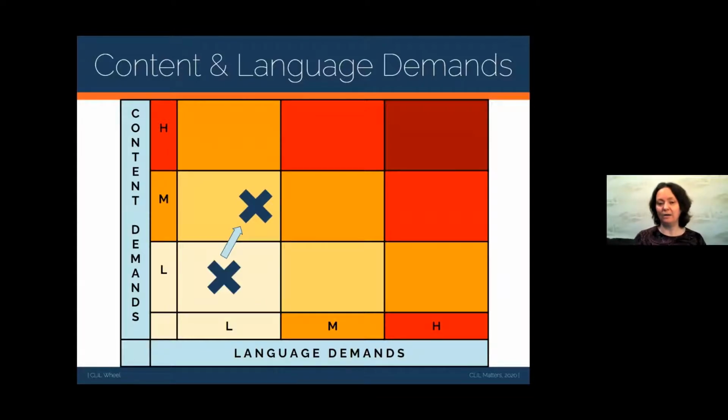So we moved a little bit up with content, and we moved a little bit up with the language. I decided not to put this second cross in the medium language demands, because we are still using the same language that the students know. The only difference is the word hypothesizing or hypothesis. So a little bit up, but not too much.